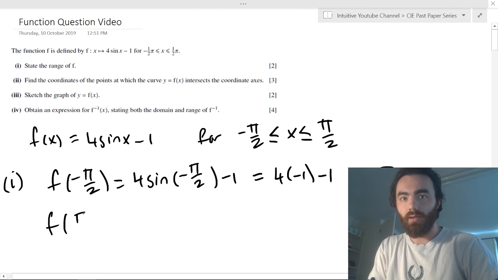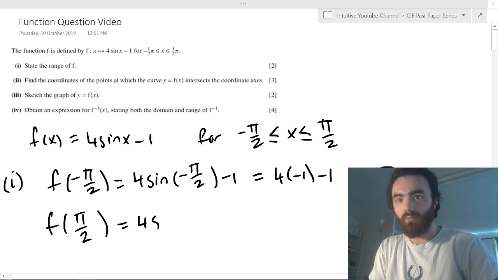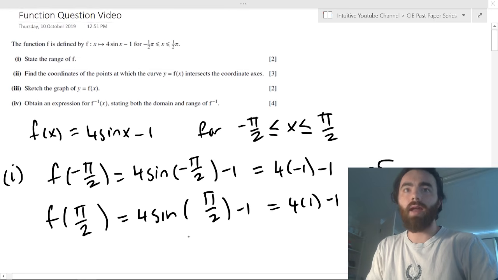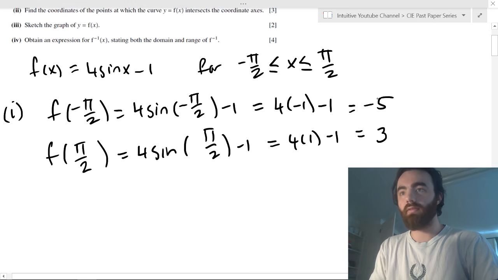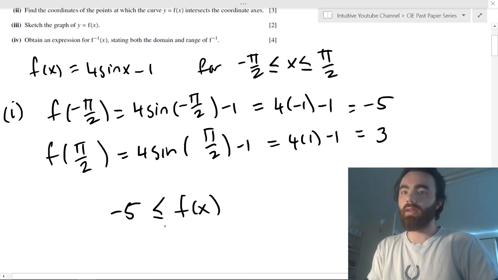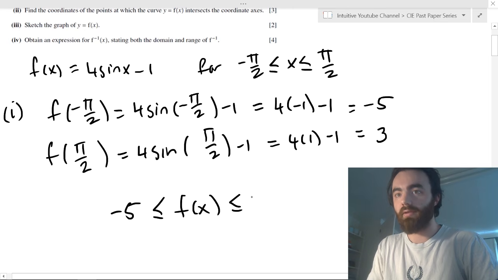And then we'll plug in the upper range, the highest one, which is 4 sine of pi over 2 minus 1. Well, that's just going to be 4 times 1, because sine of pi over 2 is 1, minus 1, which equals 3. So the range of f of x, therefore, goes from minus 5, so it's greater than or equal to minus 5 and less than or equal to 3.